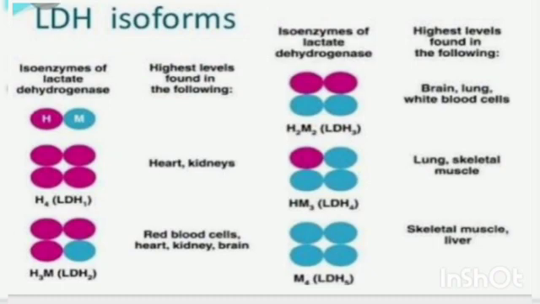So LDH1, which is otherwise H4, is present abundantly in heart and kidneys. And next, the activity of LDH2, otherwise called H3M, is present in red blood cells, heart, kidney and brain. The third category is LDH3 with 2 protomeric units of H and M respectively. And next is HM3, that is LDH4. It is present in lungs and skeletal muscles. And LDH5 has 4 protomeric units and its activity is in skeletal muscles and liver.